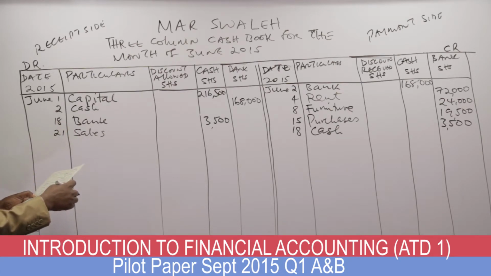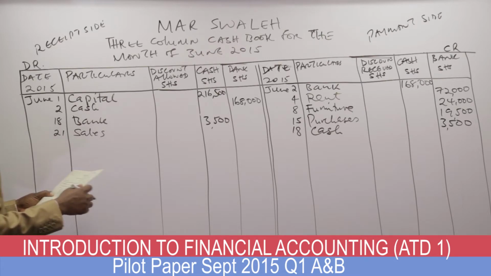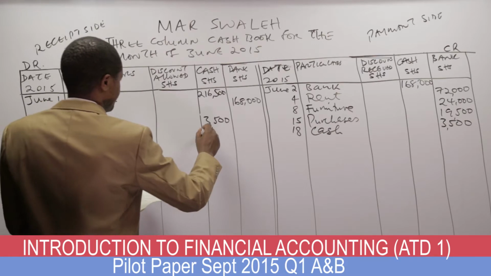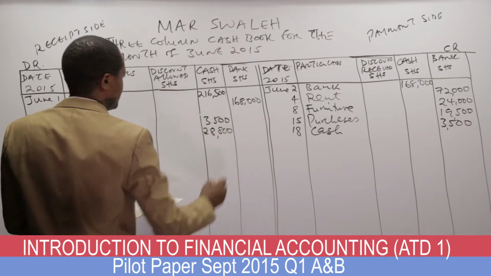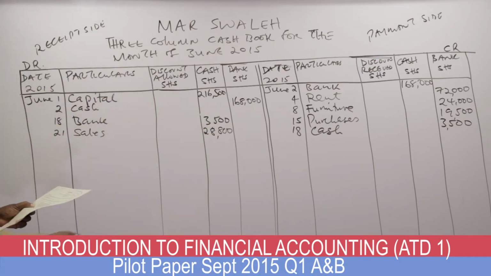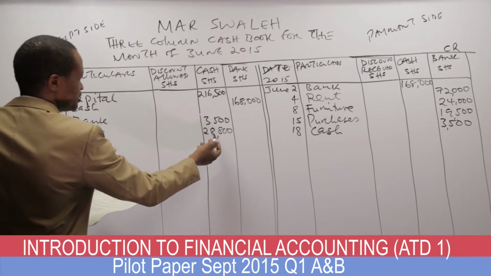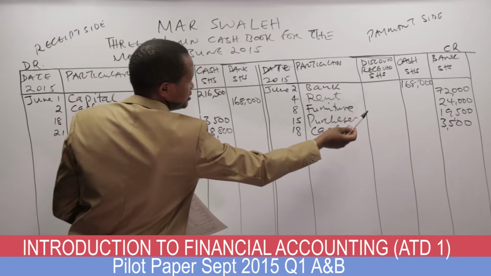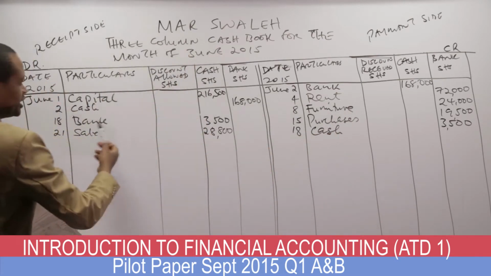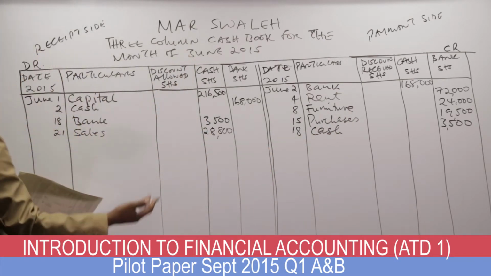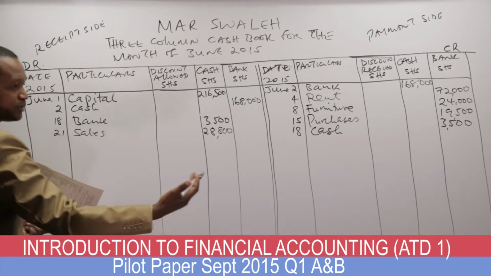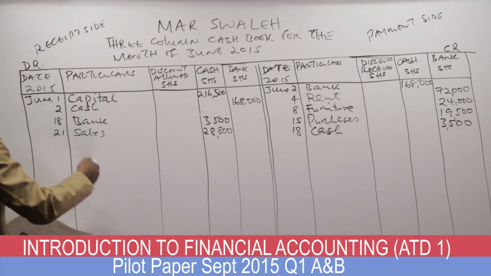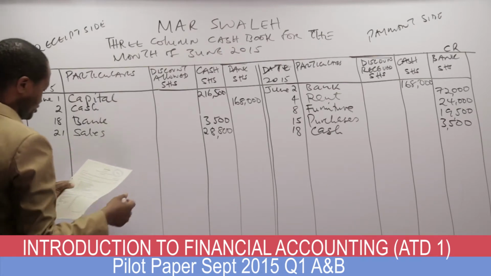28,800. He has made sales. Remember on 15th, he bought goods. On 21st, he has sold the goods, because he's in business. He started a business of buying and selling. He made purchases, then he sold on 21st by cash.